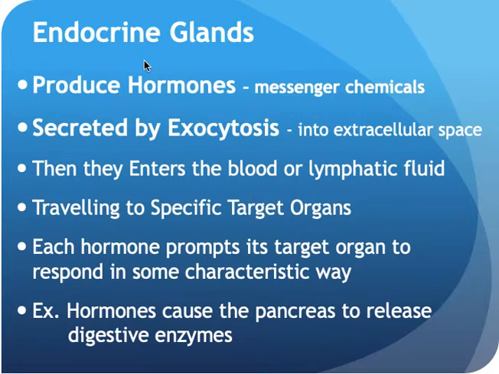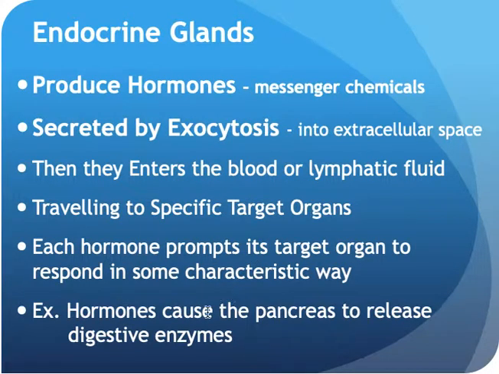So here are my endocrine glands. They produce hormones for me. These are messenger chemicals. They're secreted by exocytosis into that extracellular space, the part on the outside of the cell. There they can enter the bloodstream or lymphatic system, and they can go to wherever they're supposed to go, okay? They travel to specific target organs. Each hormone prompts its target organ to respond in some characteristic way. So they are very, very specific, and they're working on specific organs.